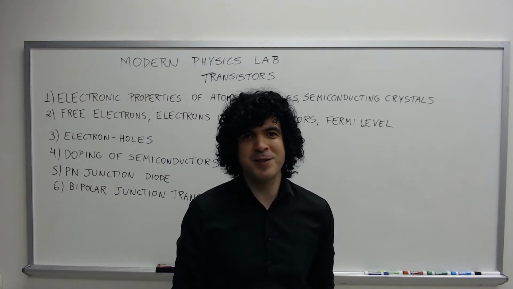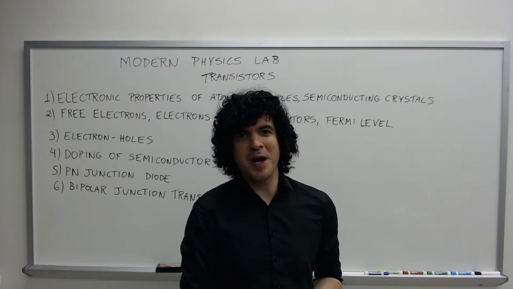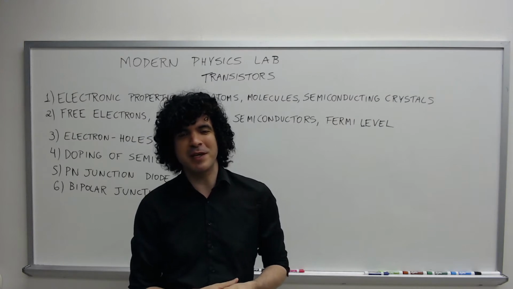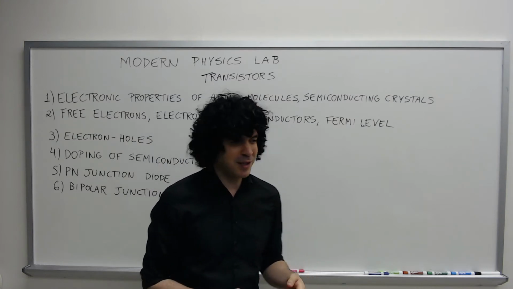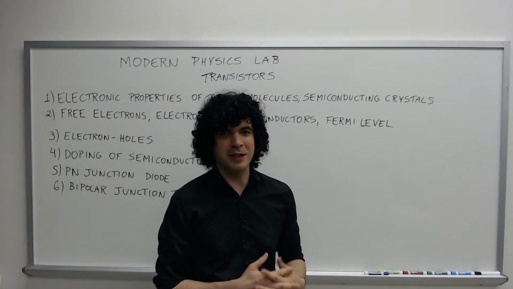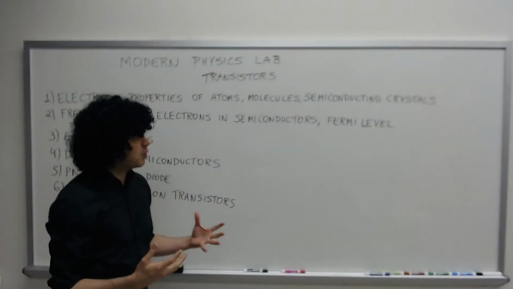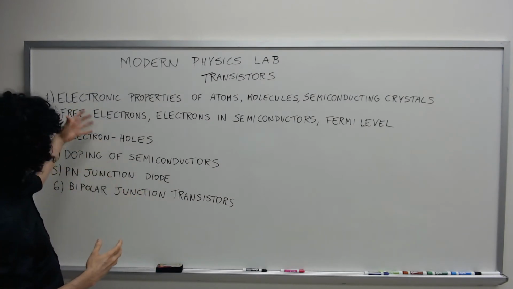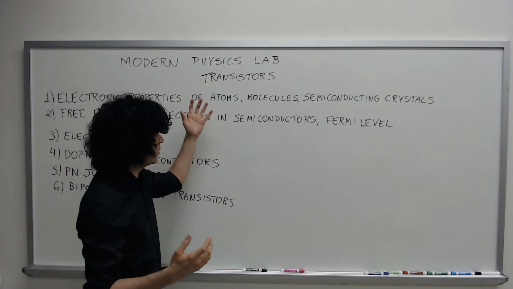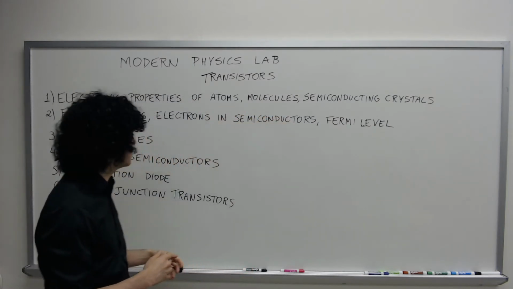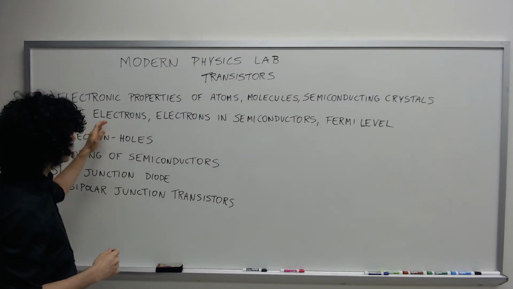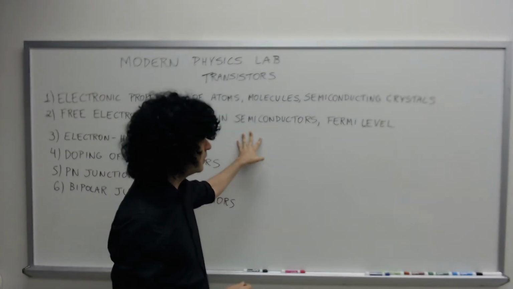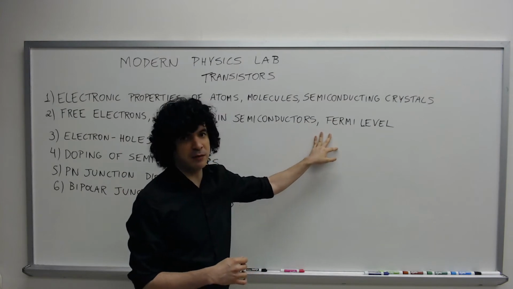Hello everyone. Today I'm going to talk about transistors, perhaps the most important device of the last century, and that has changed our life in so many ways. So in order to understand how transistors work, so you can do the transistors experiment, we will review some of the electronic properties of electrons in atoms or charges in atoms, molecules, and semiconducting crystals. We will also talk about free electrons and how the electrons behave in semiconductors. And we introduce the concept of the Fermi level.